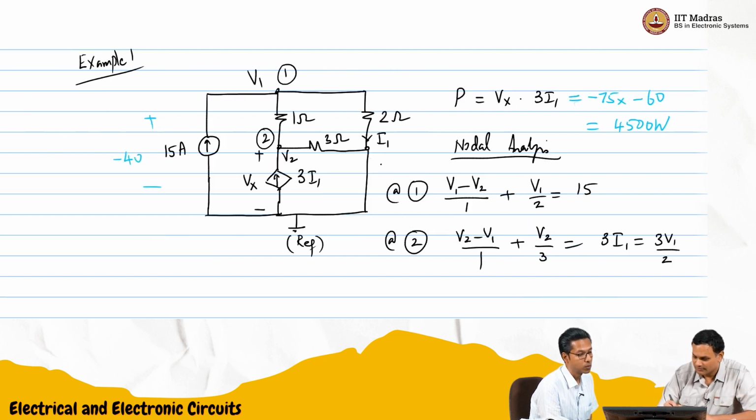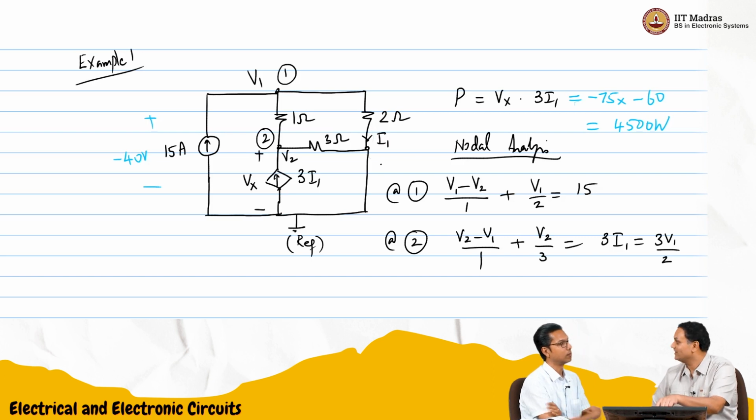This is an interesting problem. It looks like the dependent source is delivering so much power. Some of it is going into the current source. Current source is actually getting charged. Some of it is getting dissipated in the resistor.